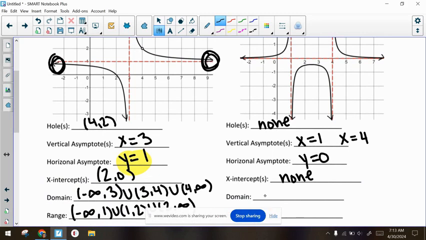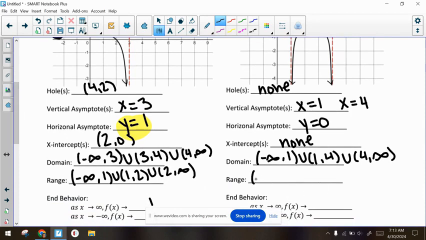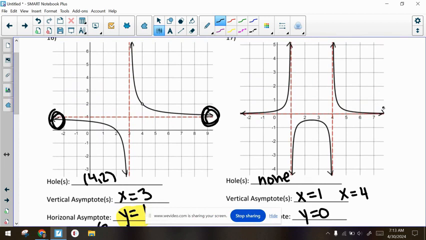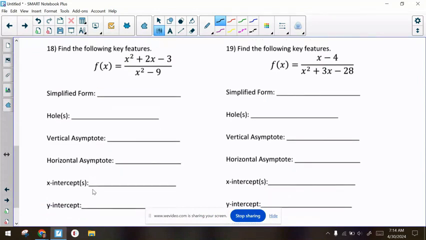Our domain is broken up into 3 pieces because we have the vertical asymptotes there. So it moves from negative infinity to 1, continues from 1 to 4, and then finally from 4 to infinity. Our range is broken up into 2 pieces, from negative infinity to 0, and then from 0 to infinity. Our endpoints are never going to cross further than 0. So as I look at end behavior, the right side and the left side are never going to get any lower than 0.